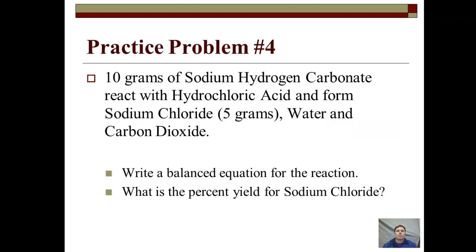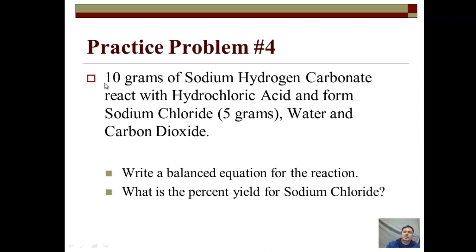Let's go ahead and try one more problem here. It says 10 grams of sodium hydrogen carbonate reacts with hydrochloric acid, that's HCl, and forms sodium chloride, 5 grams of it, water, and carbon dioxide. So the first thing we have to do is write a balanced equation, then figure out the percent yield.